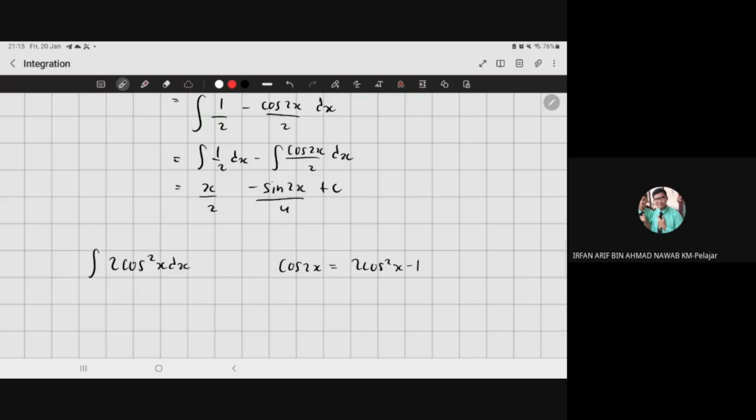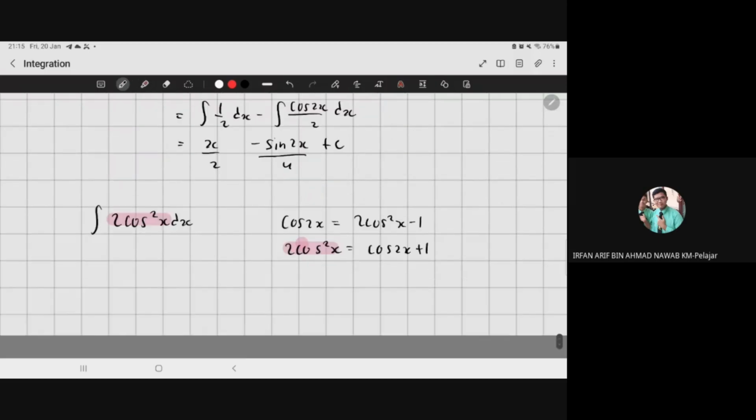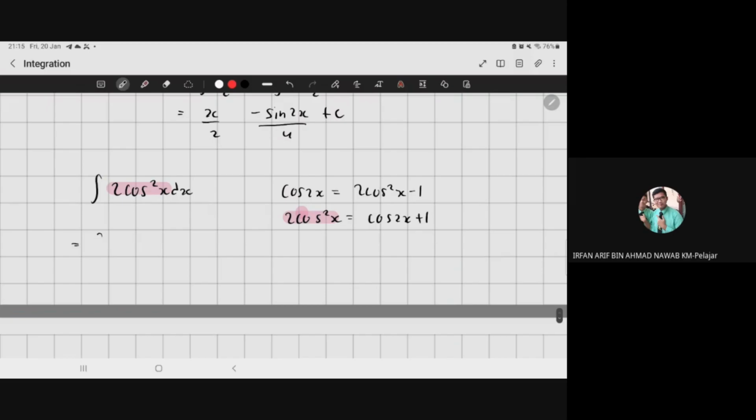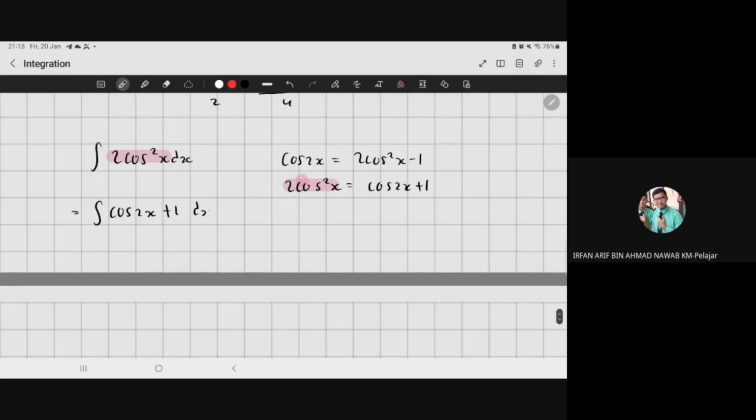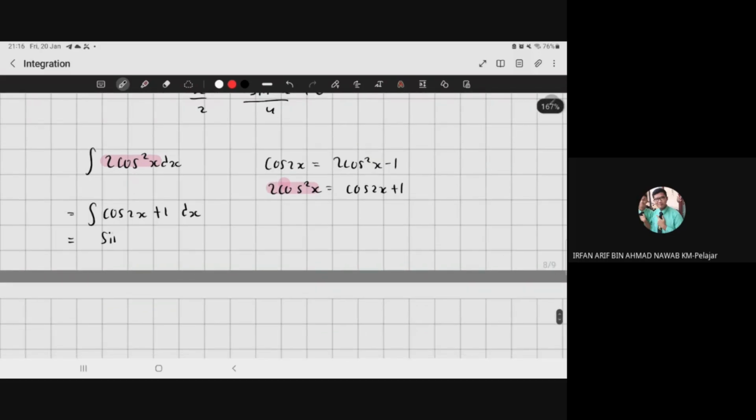If you want to, you can express cosine square x. But for me, when I see this integral, I see it as 2 cosine square of x. So all I have to do is add 1 to both sides of this identity, and we should get cosine of 2x plus 1. Then from here, we can substitute it into the integral and integrate properly. So plus 1 dx. From here, you should get sine 2x over 2 plus x plus c.